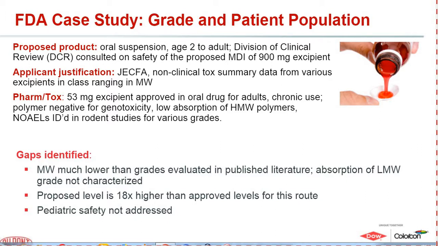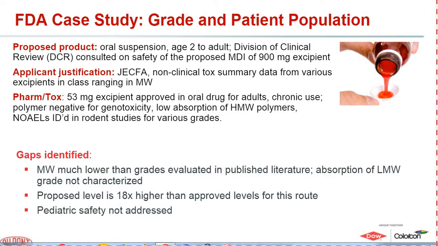Now, after FDA did the review, they identified various gaps in the justification that had been built by this particular drug sponsor. And they said, well, the molecular weight of the grade that you're actually using is much lower than the grades that were evaluated in the published literature, and the absorption of the low molecular weight grade was not characterized in any of the information that the sponsor submitted. They also discussed the fact that the sponsor was proposing a level of use of this excipient which was 18 times higher than the level that had been previously approved for this route of administration, and the sponsor had not provided any justification for pediatric safety in their application at all.